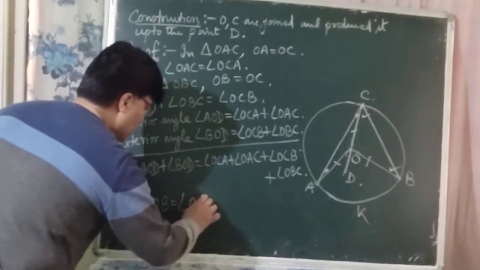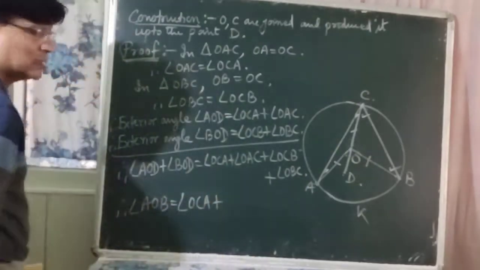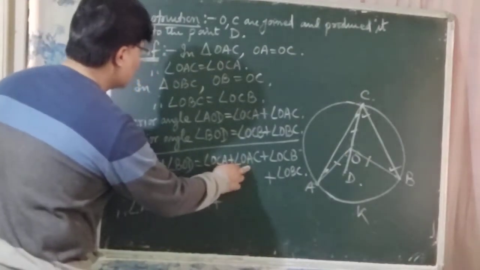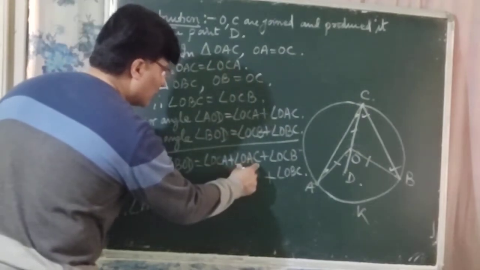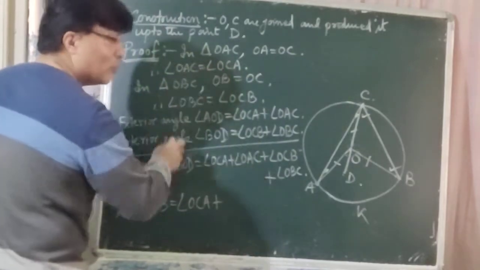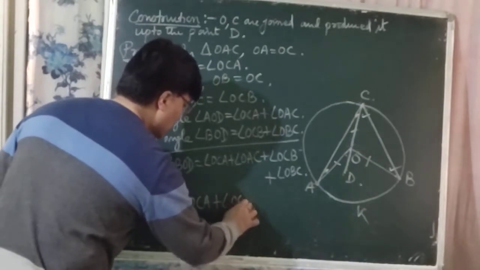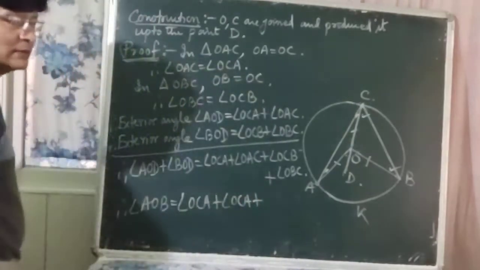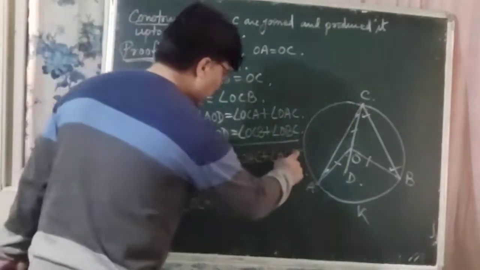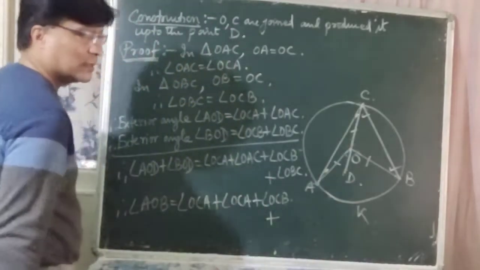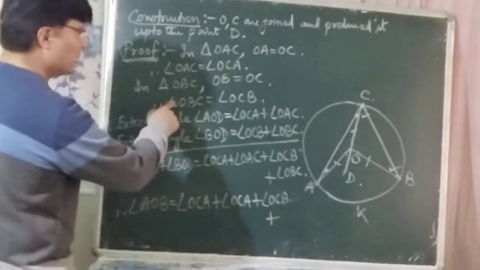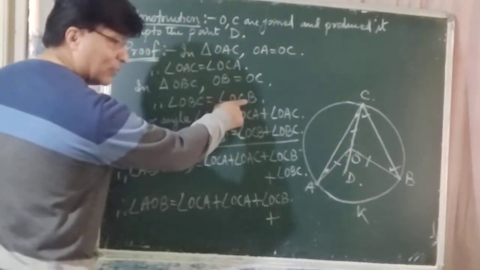equal to angle OCA plus what is angle OAC. Now angle OAC is equal to angle OCA, so instead of angle OAC you can write angle OCA, plus let us write this one angle OCB, plus again what is angle OBC? From here, angle OBC is equal to angle OCB.